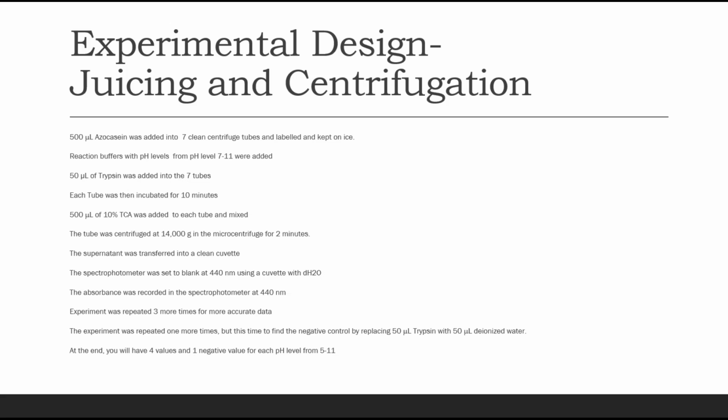Then 500 microliters of 10% TCA was added to each tube and mixed. Each tube was centrifuged for 2 minutes, and then the supernatant was transferred into a clean cuvette. A spectrophotometer was set to blank at 440 nanometers using a cuvette with DH2O. The absorbance was recorded in the spectrophotometer, and then the experiment was repeated 3 more times for more accurate data.